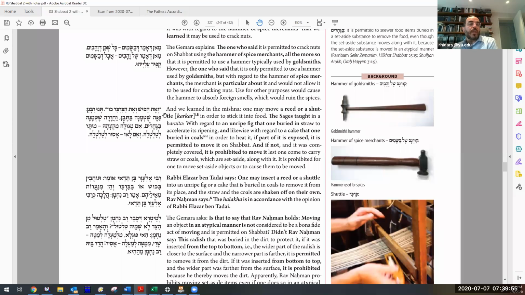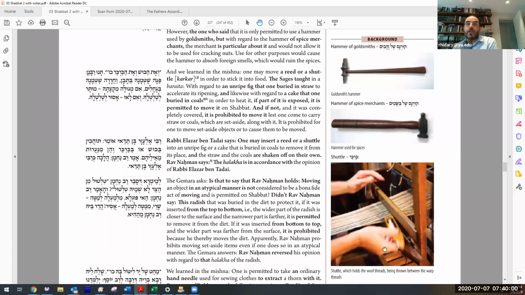Okay, now we go to the next item in the Mishnah, which is this reed or shuttle. That's this thing here that has the string on it that you pass through and throw back and forth, and it has a sharp edge. We're going to bring a baraita that shows someone using this item because of its sharp edge to spear something out of the ground.